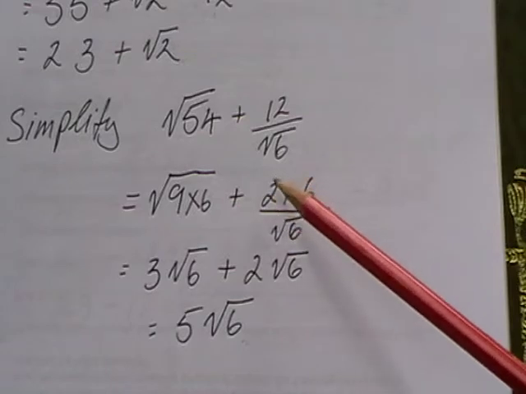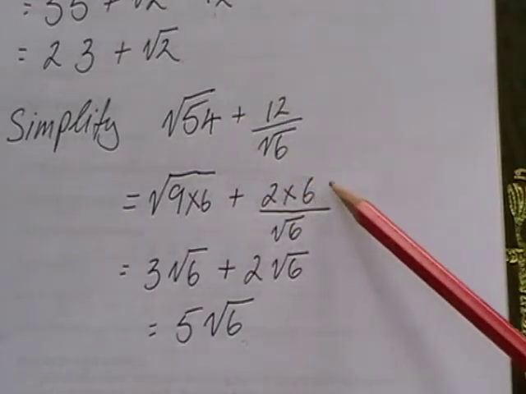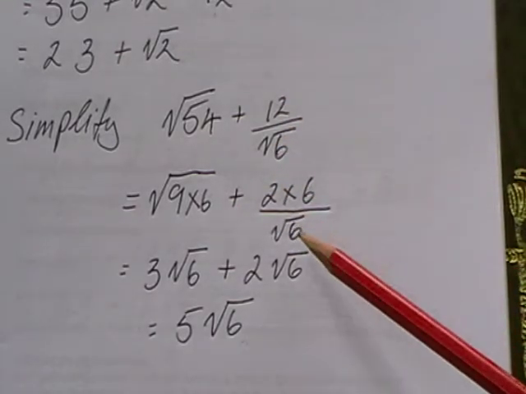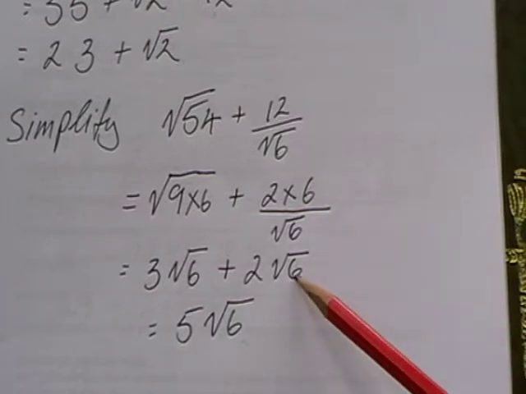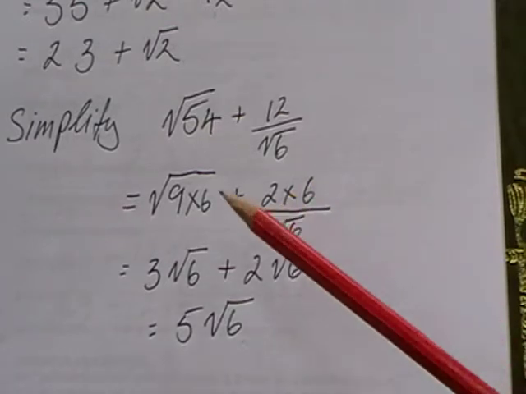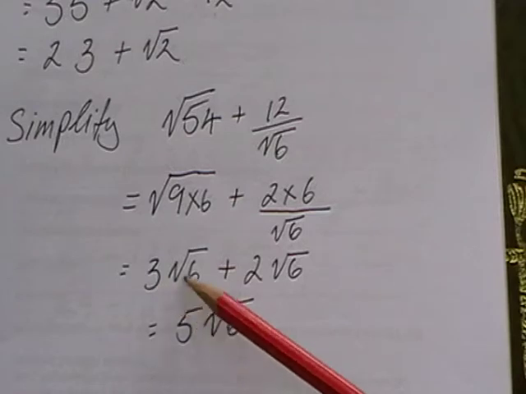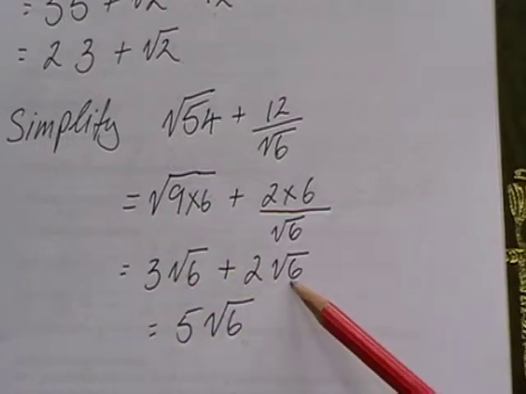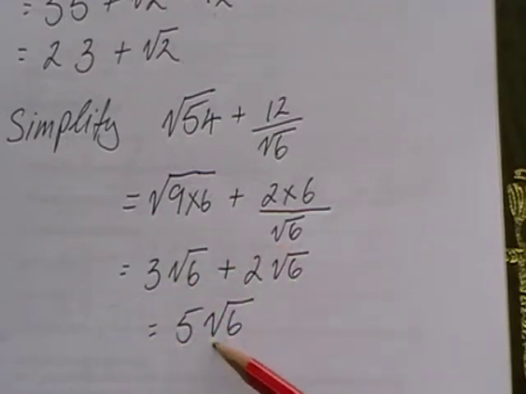And here, because I've written this 12 as 2 times 6 over root 6, root 6 goes into 6, root 6. So from there, we end up with 3 root 6 plus 2 root 6, which again, very simple, 5 root 6.